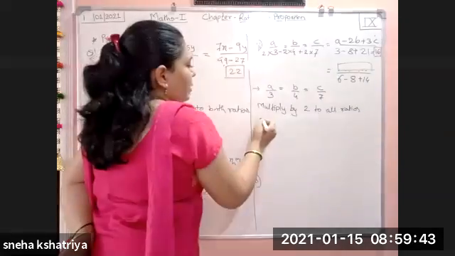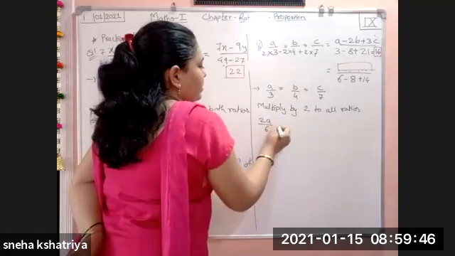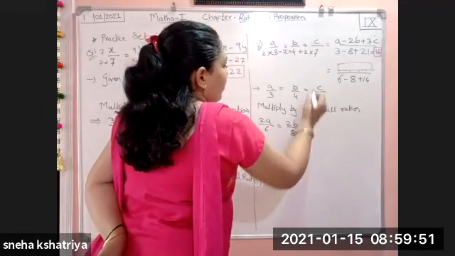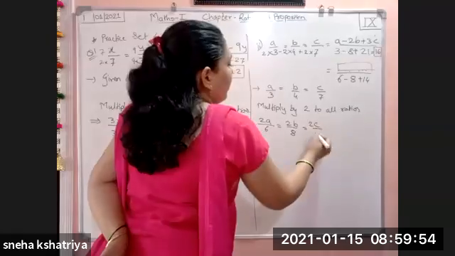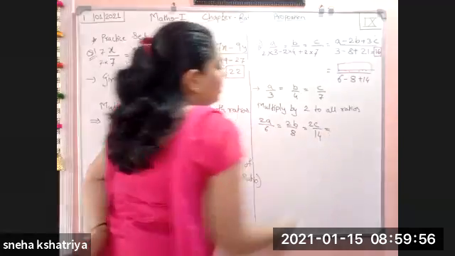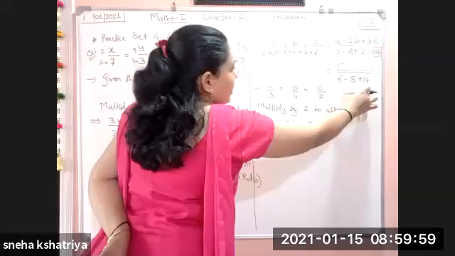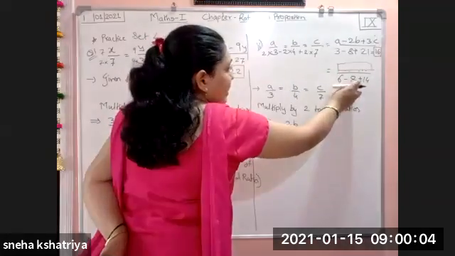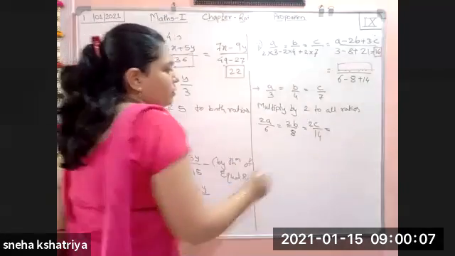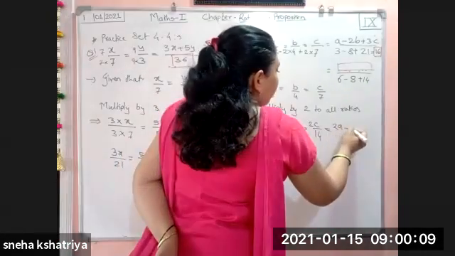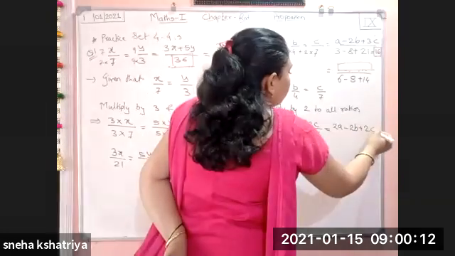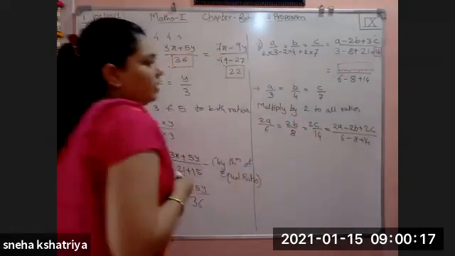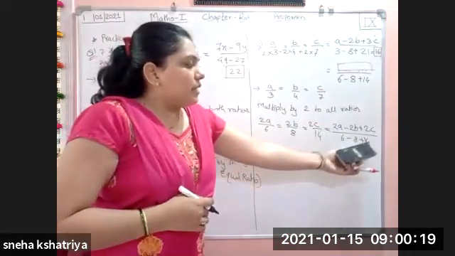So what we will get? 2a upon 3 times 2, 6, which is equal to 2b upon 4 times 2, 8, which is equal to 2c upon 14. Now what is given here? First number, then minus second, plus third. So here also you have to do the same thing. 2a minus 2b plus 2c divided by 6 minus 8 plus 14. The denominator as it is, 6 minus 8 plus 14.